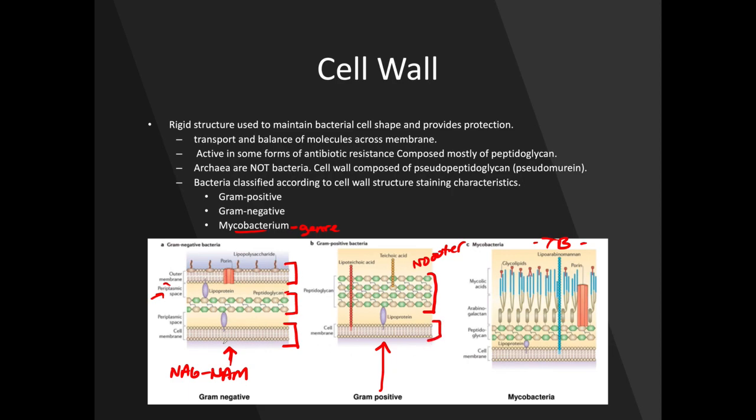So gram-negatives have kind of a sandwich-like structure. They have a very thin cell wall in between two lipid layers, and the gram-positive organisms have a super thick, really strong cell wall with only a single cell membrane or lipid layer.